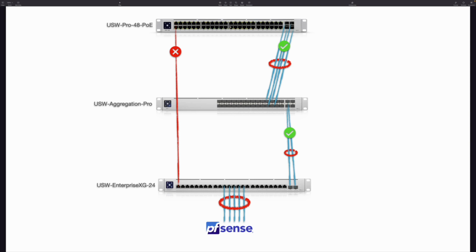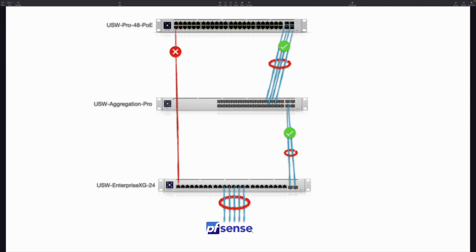From the PoE switch, I have 4 DAC cables connected to the aggregation switch, and I configured link aggregation among the 4 cables. And then from the Aggregation Pro, I have 2 DAC cables connected to the Enterprise XG. Similarly, I configured link aggregation here, and I use the Enterprise XG to connect to my router, which is pfSense. I configured link aggregation here as well. As a redundancy, I also configured this redundant link using a normal Ethernet cable.